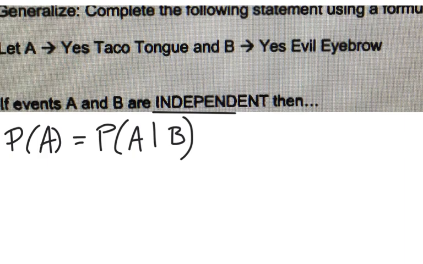Give you a minute to take that in, see if you understand what it's saying. If the probability of A is the same as the probability of A given B, then they're independent, right? Because we have the same probabilities. But we also have to check a third probability. We have to check the people that said no to B, the ones that were no evil eyebrow.